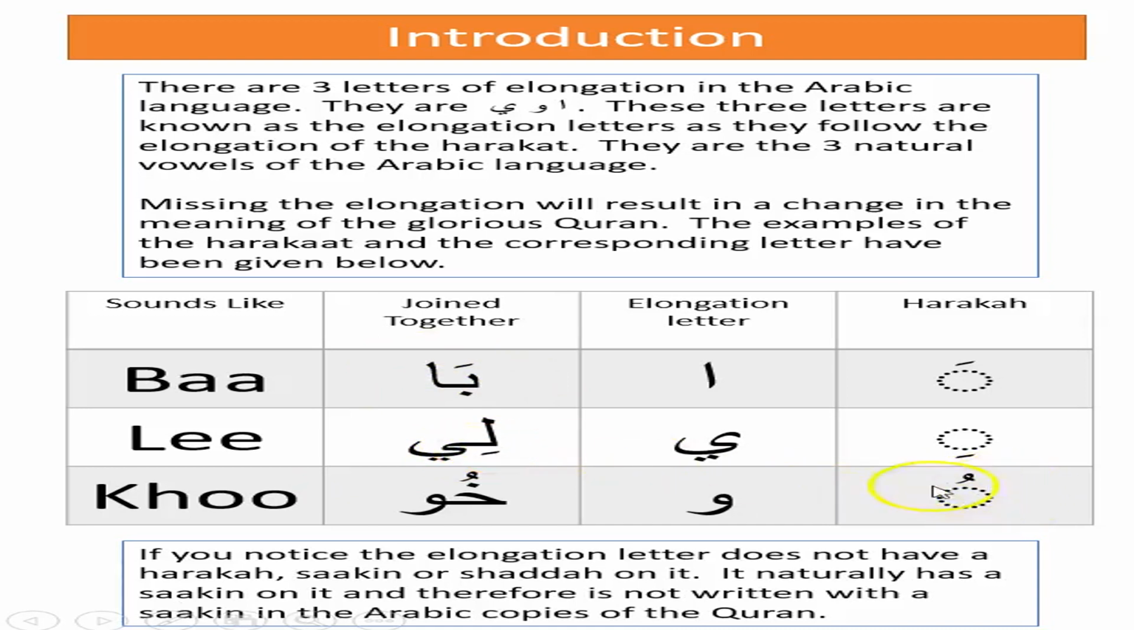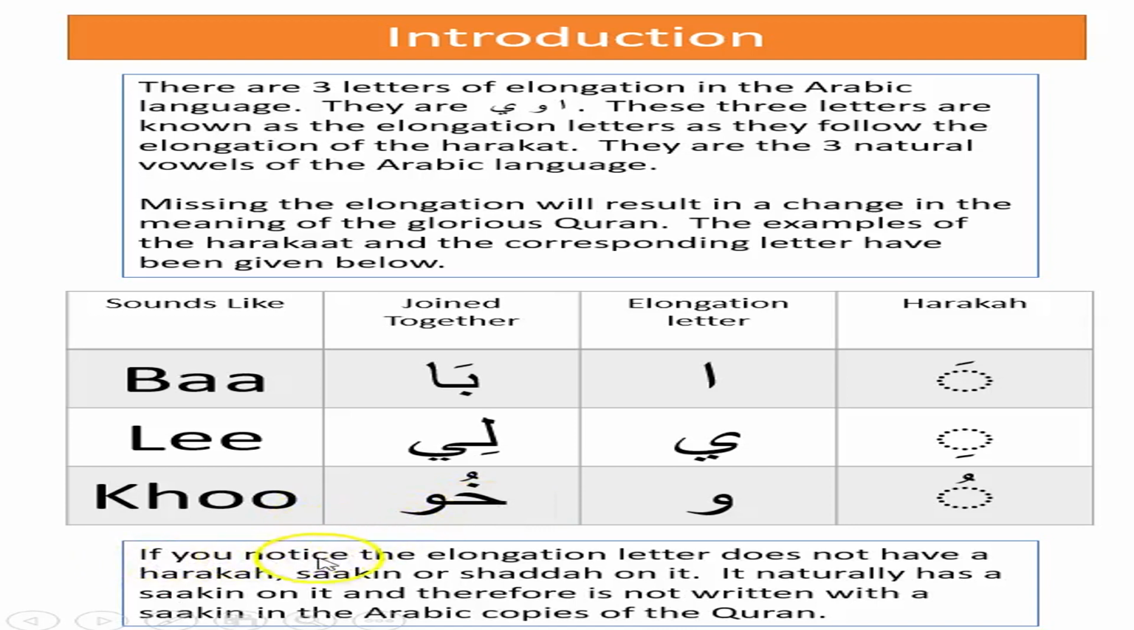The next one is the dhamma, and the dhamma, the elongation letter of that is the waw. So here we can see when the dhamma is added onto a kha, and it's a waw afterwards, we will say khoo. Again, baa, lee, khoo.